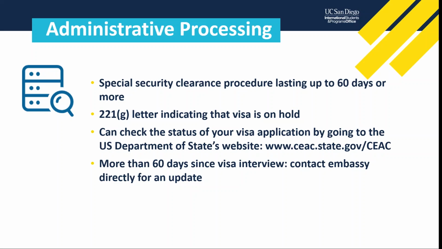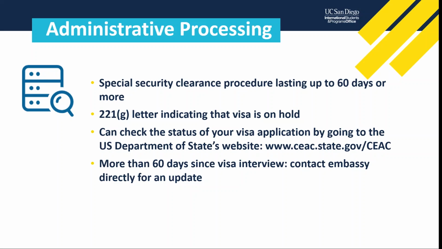Nationals of certain countries and all international students whose area of study has been deemed sensitive by the U.S. Department of Homeland Security will have their names submitted for a special security clearance procedure that may take up to 60 days before a visa is issued. Though this time frame varies by country, it may be shorter or longer.